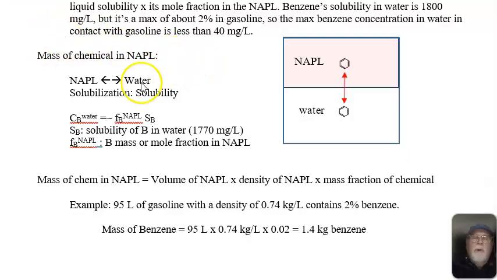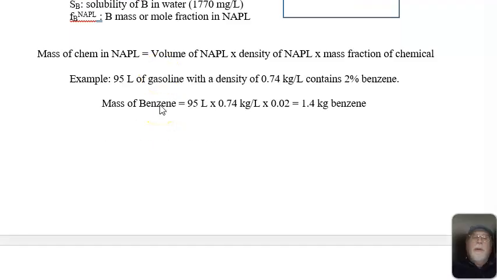I just wanted to remind us first, the chemical dissolves from the NAPL into the water at its effective solubility, but that is not the full solubility of, for example, benzene, 1770 or 1800 milligrams per liter. It's the fraction of benzene in the NAPL times the solubility of benzene. The mass of chemical in the NAPL, we're going to go directly in the NAPL. We just take the volume of NAPL times the density, which is the mass per volume, times the mass fraction of the chemical.